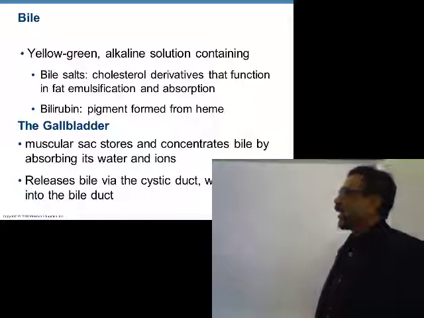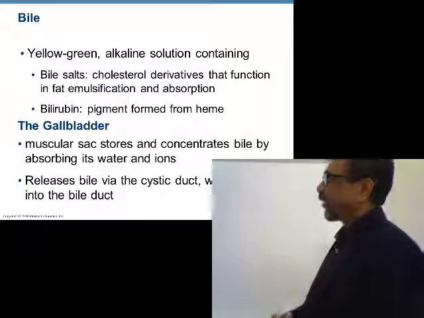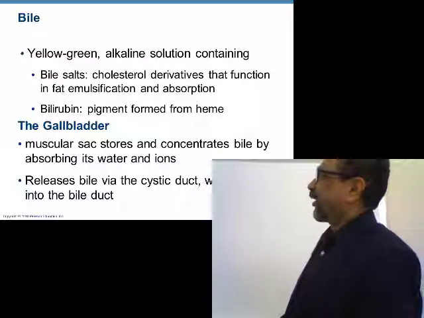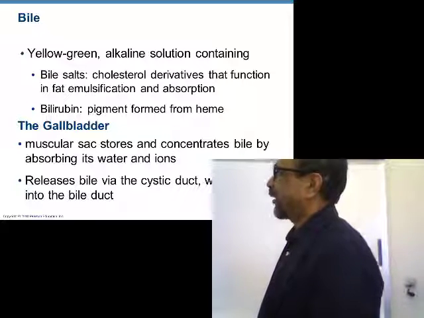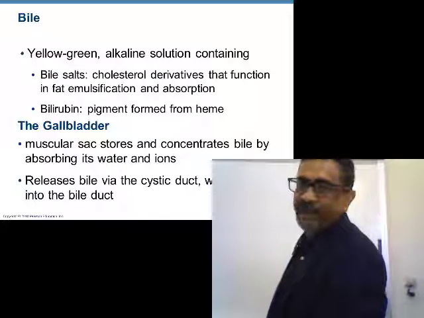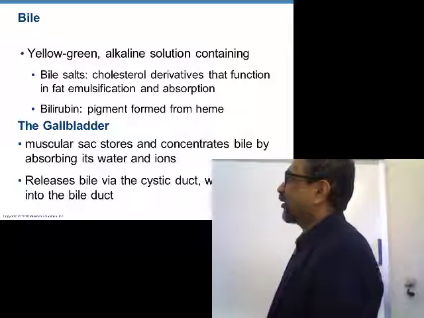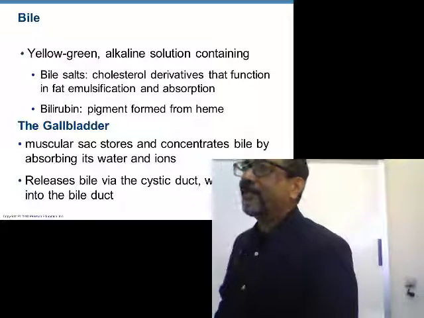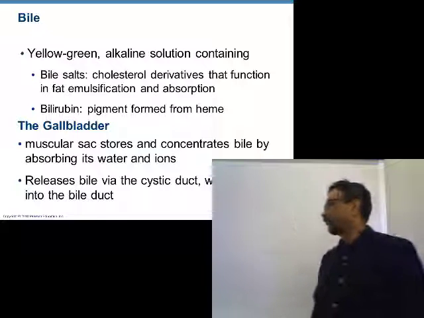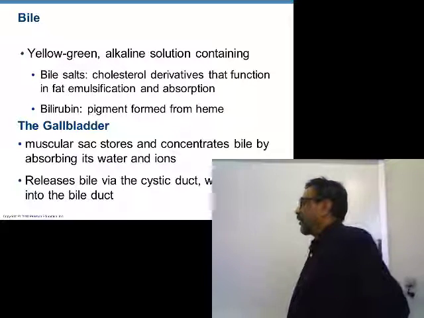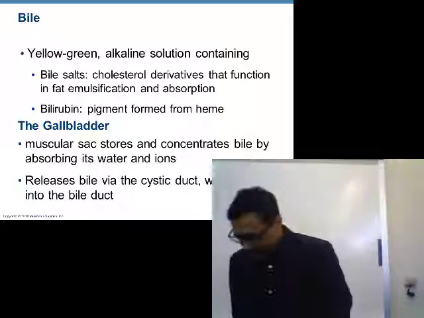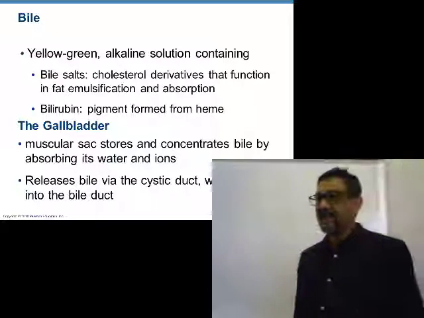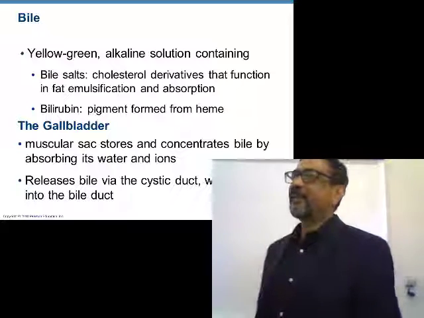Anyway, so bile is yellow-green color fluid, and it is alkaline in nature. And the main component of bile is bile salts. And bile salts help in lipid or fat digestion and absorption.